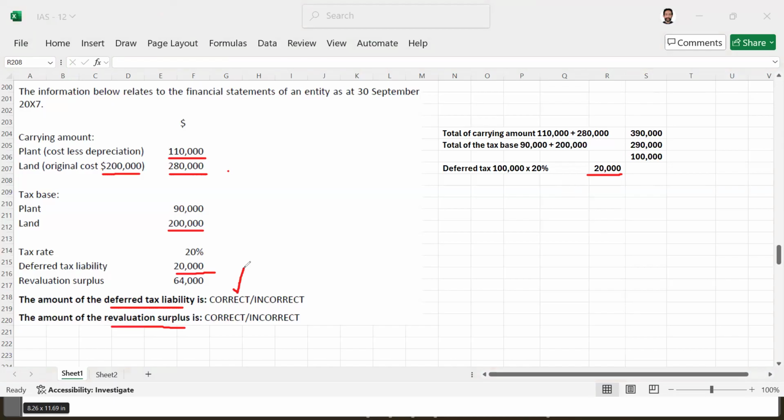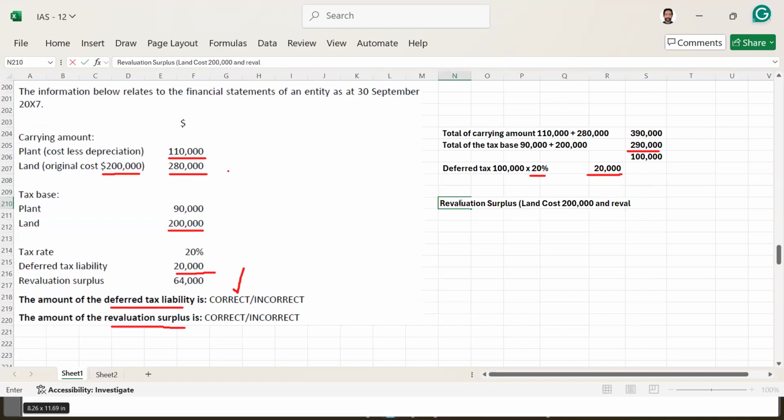Now comes the revaluation surplus. I hope you understand. I have calculated the difference between the carrying amount and the tax base. I simply multiplied this by 20% and got my deferred tax. Moving to the next area, which is the revaluation. The revaluation surplus has the value of land, which has a cost of only 200,000, and the revalued amount is 80,000 higher. So there's a revaluation of 80,000.